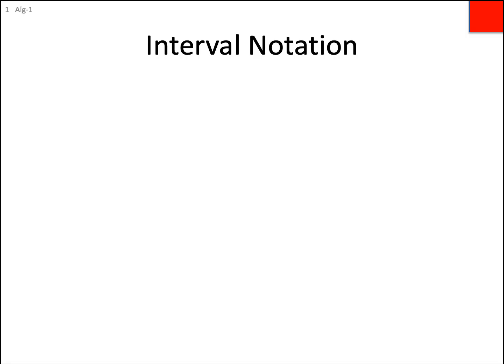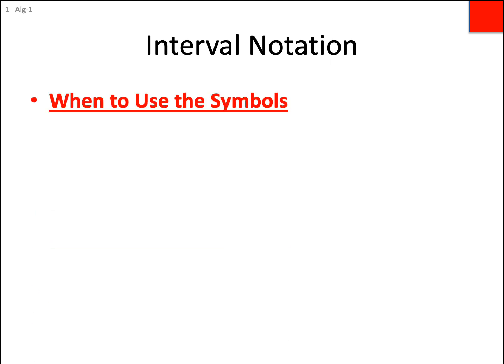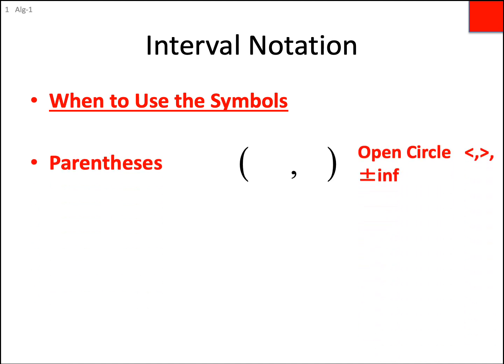Okay, so let's write this down. What we're going to write down are these 3 types of symbols and when we actually write those symbols down. So, type of paper, when to use the symbols. The first symbol we're going to talk about is parentheses. I want you to write that. So it's an open parenthesis, a space, then a comma, then a space, then a closed parenthesis.